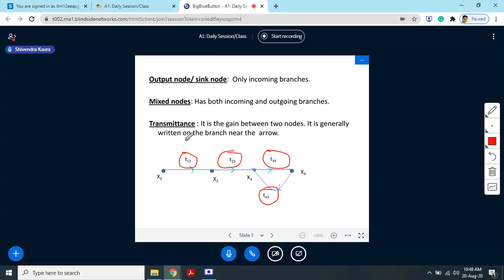We can also say, if a block diagram has G1, G2, and G3 as forward blocks, and H1 as the feedback block, then these G1, G2, G3, and H1 are called the transmittance of the branches.